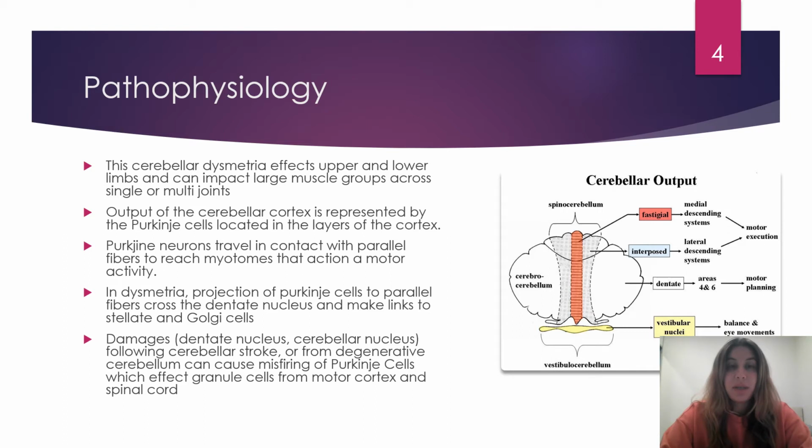Damage to these structures, whether following a cerebellar stroke or from a degenerative cerebellum, can cause misfiring of these synapses, which affect granule cells from the motor cortex and the spinal cord. And as you can see in the figure there, the dentate nucleus is part of motor planning. So if that is damaged, so is the firing of these synapses.